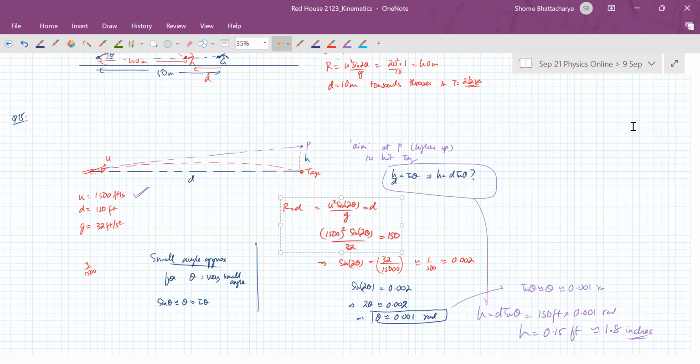So we'll have to aim the gun at the point P. Train its nozzle or the muzzle of the gun above the horizontal at an angle theta, aiming at the point P, which is 1.8 inches above the actual target, so that the bullet, when it goes in the actual projectile path, will hit the target exactly. Okay, so hope this question is also clear.